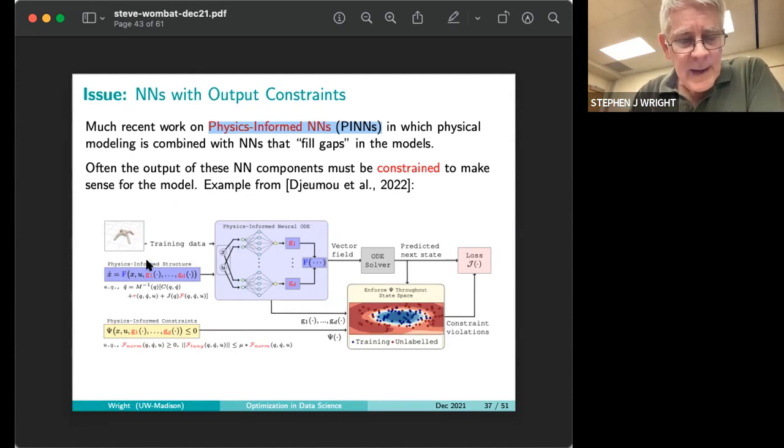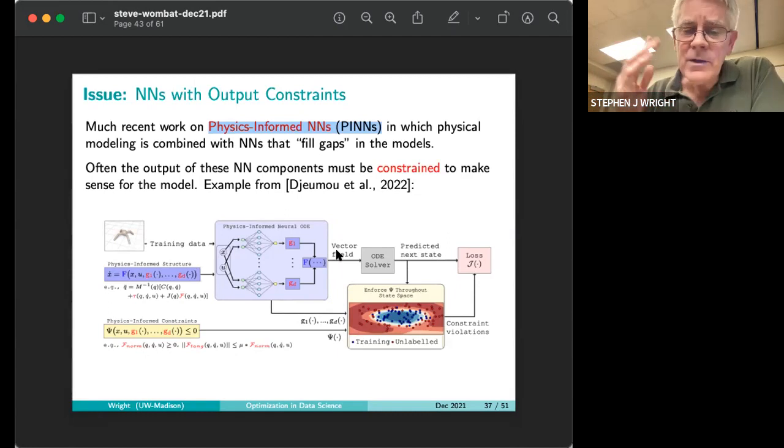But there are things that they may not know. So they may not know the friction of the surface that the robot's walking on. And they may need to learn that by observing the motion of the robot over time, looking at how the joints of the robots move, how it's sliding around. They might need to learn the friction from that. And they can use a neural net just to learn the friction part of the model, for example.